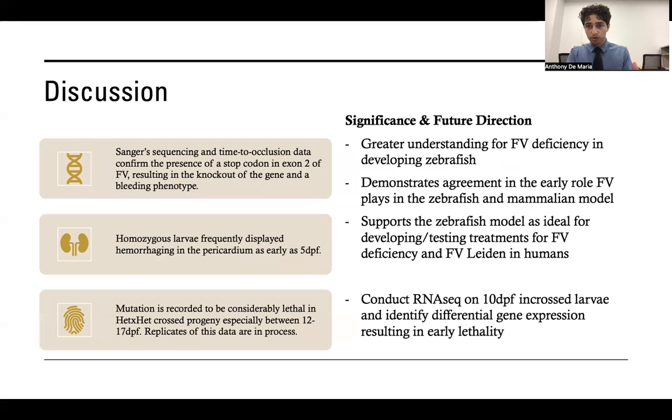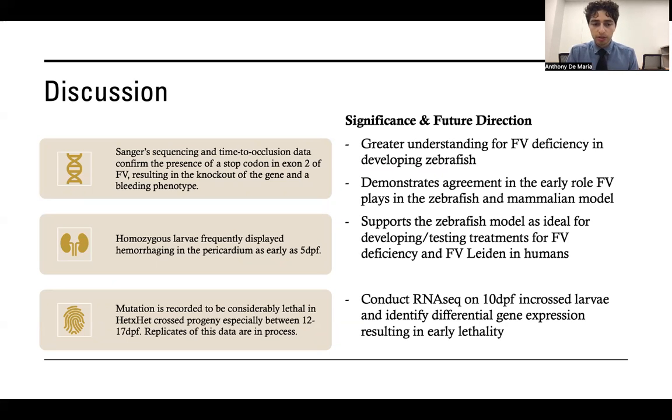So what are the results? What is the takeaway from this study? First, the Sanger sequencing and time to occlusion data confirm that the presence of a stop codon in exon 2 of factor V results in the knockout of the gene and a bleeding phenotype. So we confirmed that with the laser injury. Later, we saw that the homozygous larvae frequently displayed hemorrhaging in the pericardium as early as 5 days post-fertilization, which is a new phenotype that hasn't been observed in literature before.